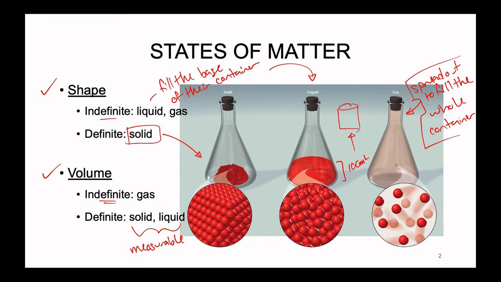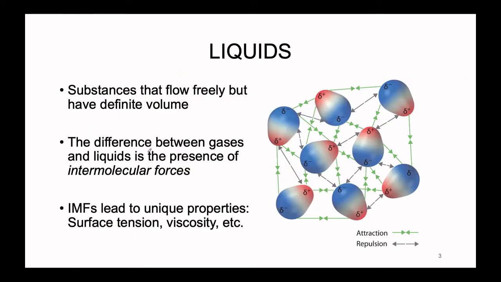Gases have no definite shape nor a definite volume, and today we're going to be talking about the liquids, the things that have an indefinite shape but do have a definite volume. And today we are going to be talking about liquids.